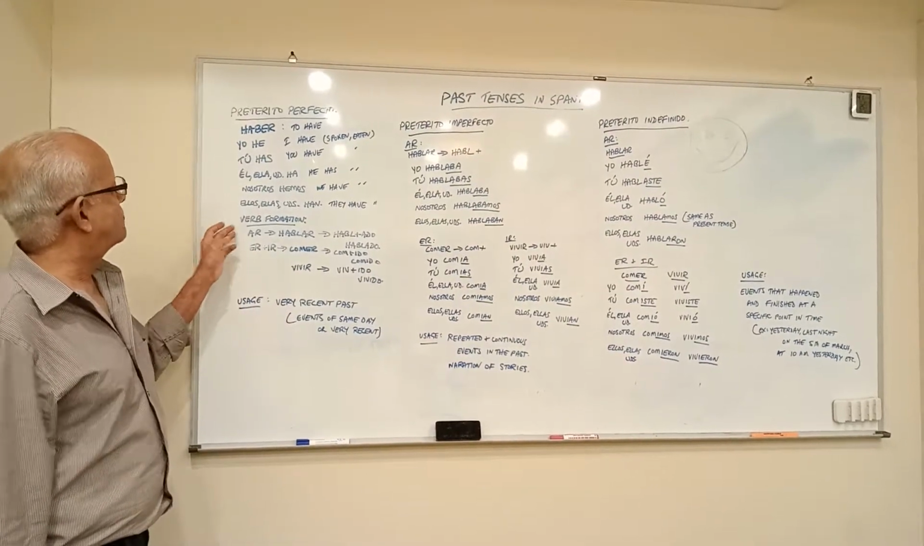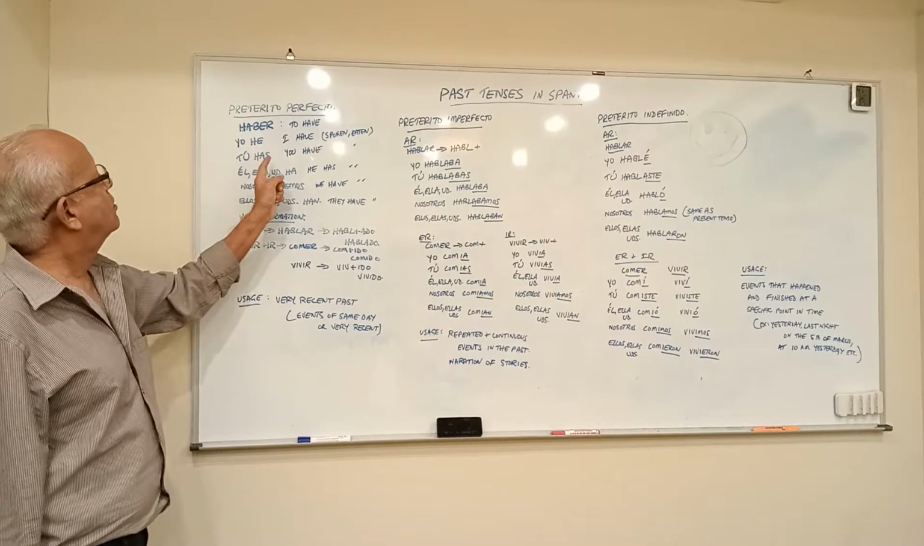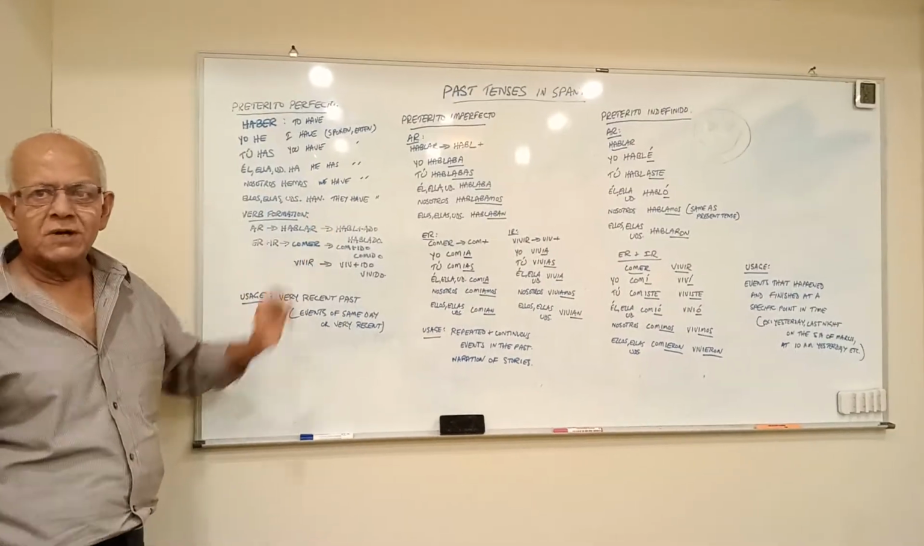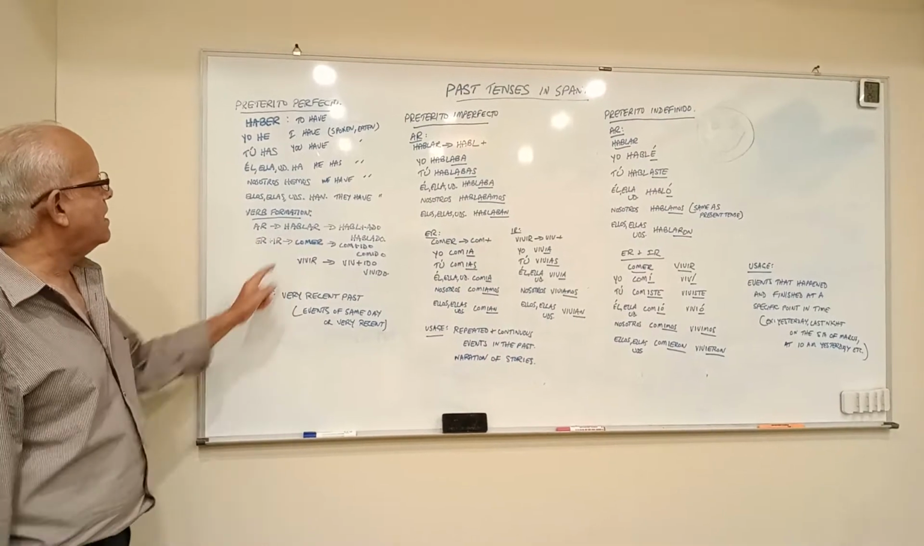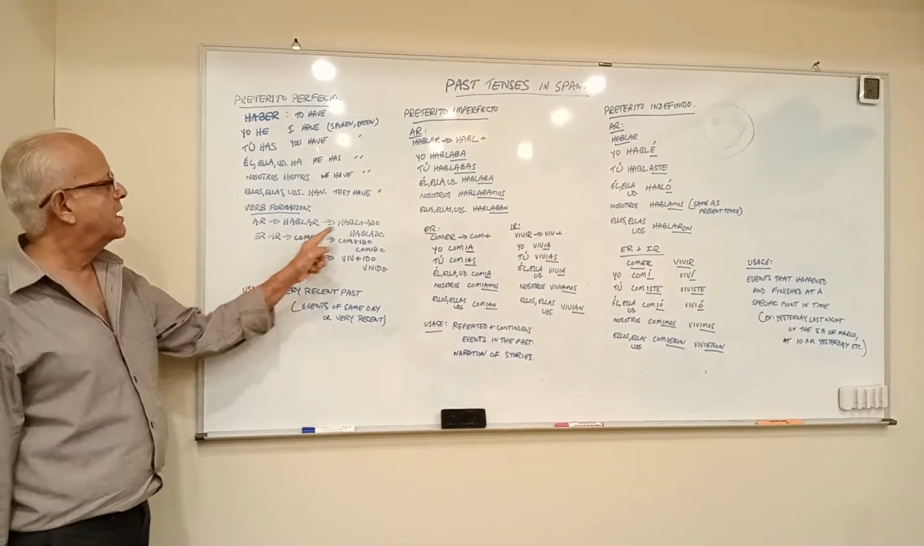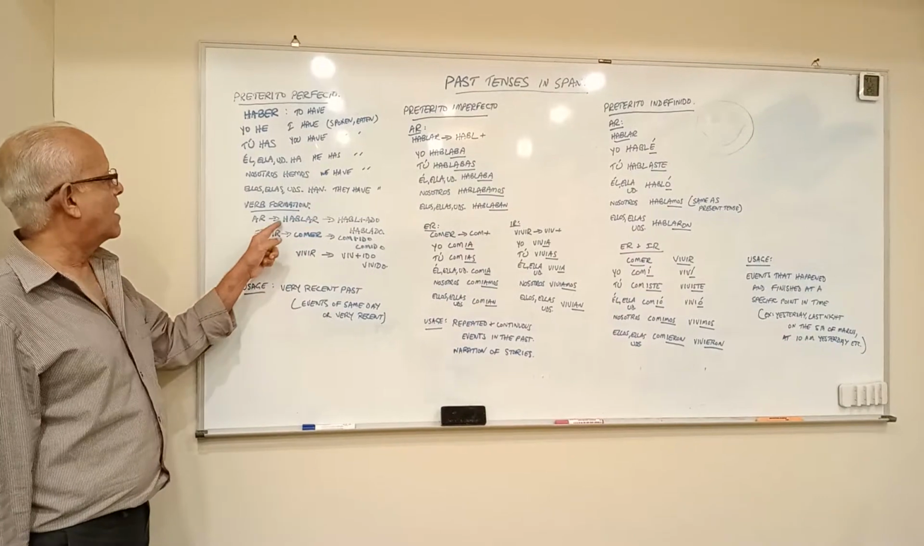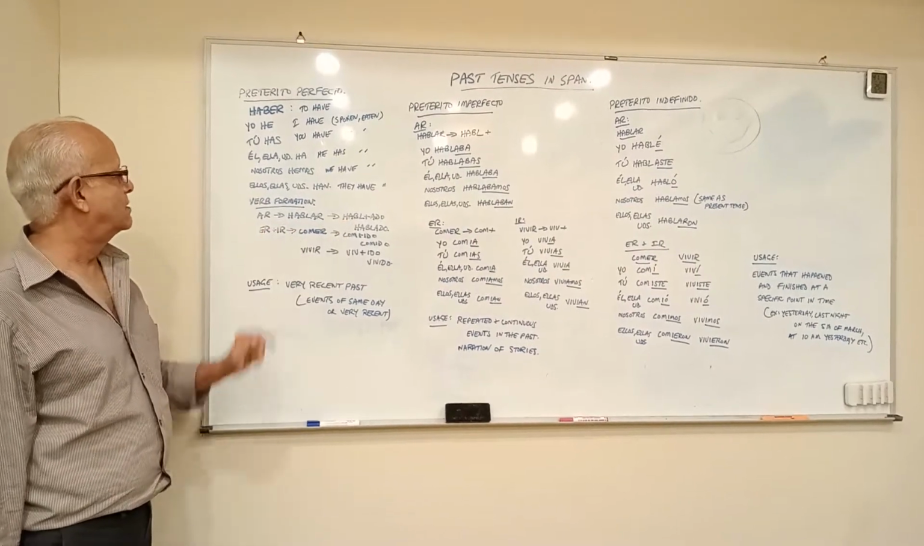Okay, and what is the formation of the verb that follows this? Now this yo he, tú has, etc. is followed by a verb. What is the formation of that verb? AR verbs, we remove the AR as usual and we add ado. So hablar will become hablado.